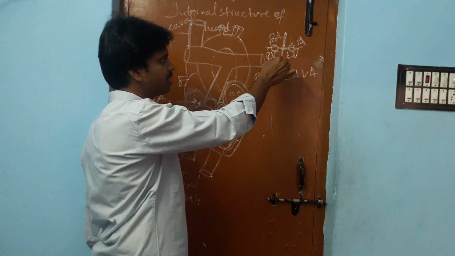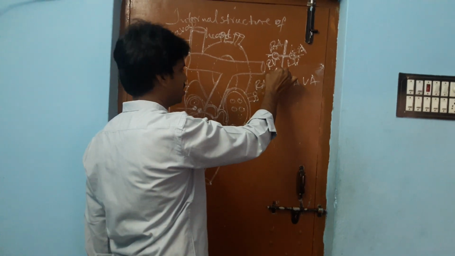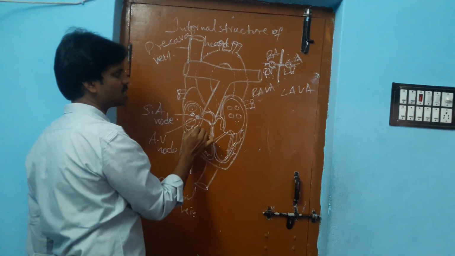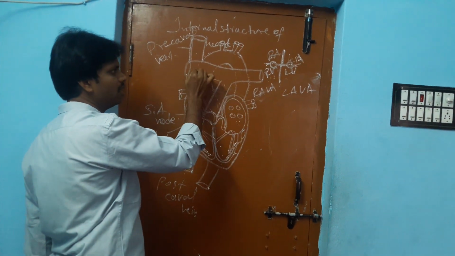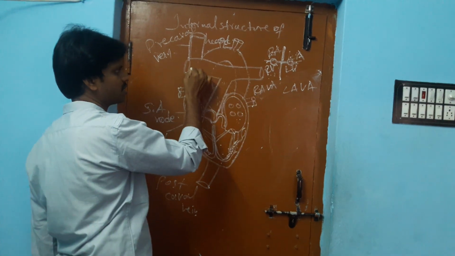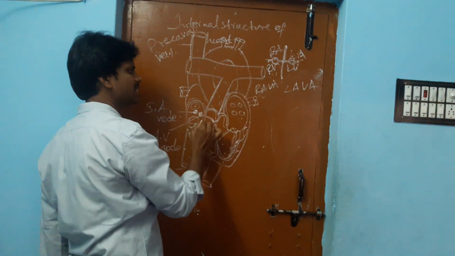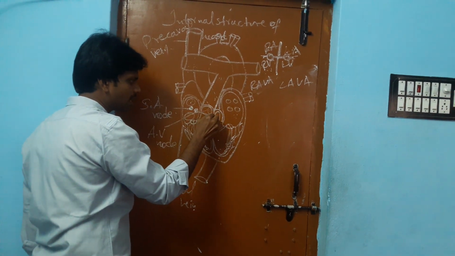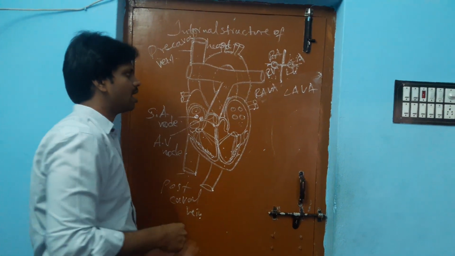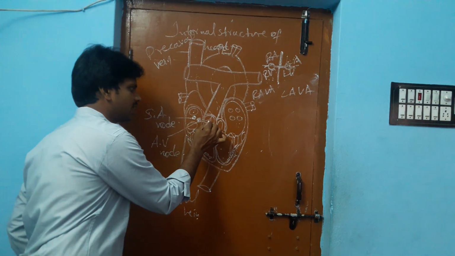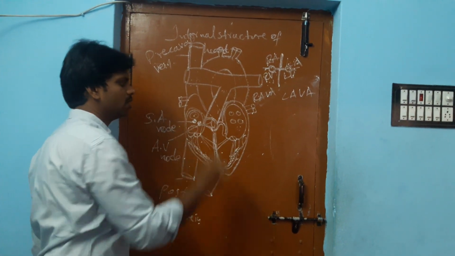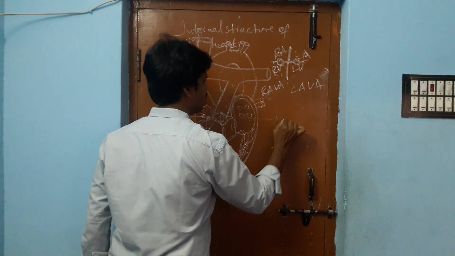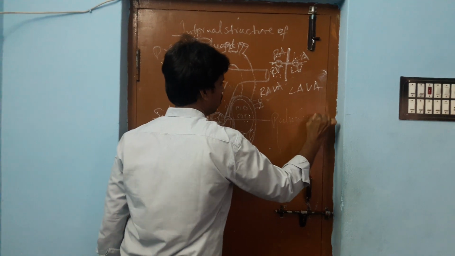From the right ventricle, an artery arises, which is known as the pulmonary artery. This is the pulmonary arch or pulmonary artery, where it is divided into two branches. This is the right pulmonary artery, this is the left pulmonary artery, this is the pulmonary arch. At the end of the pulmonary arch, there is a valve. Three semi-lunar valves are present. These three semi-lunar valves are called pulmonary valves.